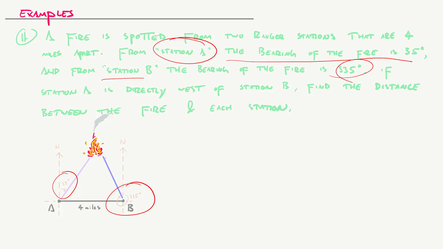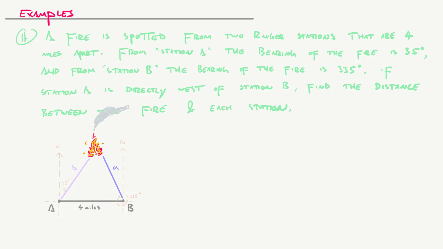Now, obviously, we don't want these angles. They're not part of the oblique triangle. They're exterior angles that we don't really care about, but we can use them to figure out the interior angles of the triangle. For example, since A is directly west of B and we know the bearing is 35 degrees, we can conclude that angle A is 55 degrees. Okay, I need that. That's what I'm going to need.